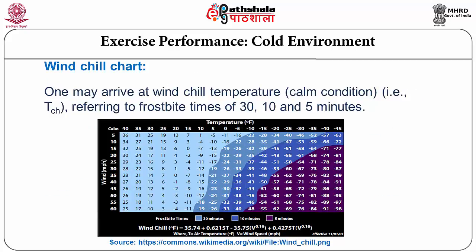This chart is very common. It is commonly used by various authorities for quickly arriving at wind chill values. This shows calm conditions, referring to frostbite in 30 minutes, 10 minutes and 5 minutes. So we can arrive at the wind chill temperature in Fahrenheit or centigrade by using these equations, and you can also get the respective conditions from the chart.